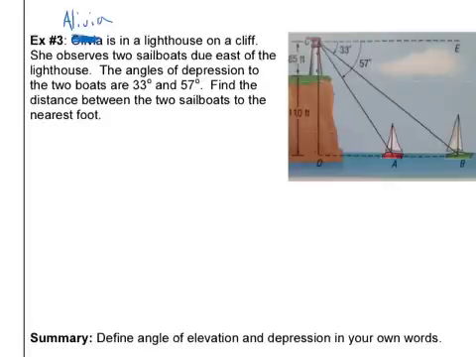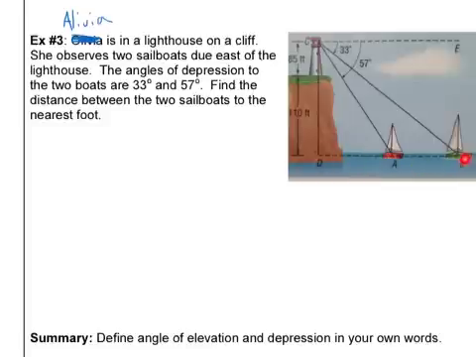Alright? She observes 2 sailboats due east of the lighthouse. The angles of depression are 33 degrees and 57 degrees. Find the distance between the 2 sailboats to the nearest foot. Okay, so we can actually figure out the distance from these 2 guys. But in order to do that, we're going to figure out this distance AD and subtract it from this whole distance DB.